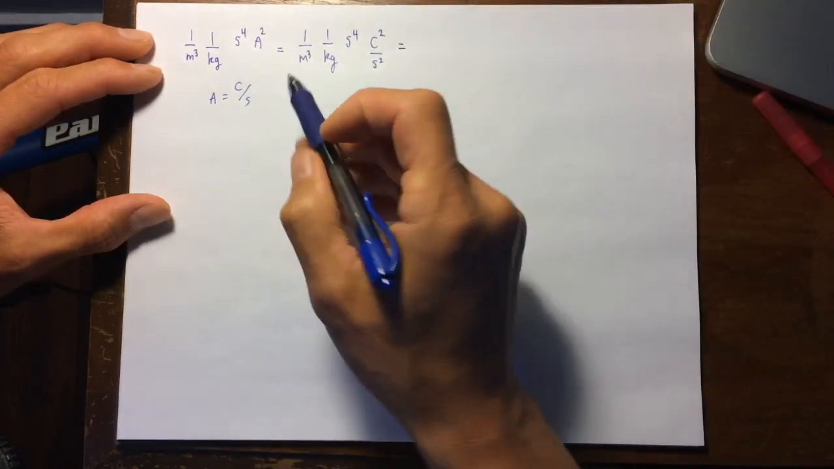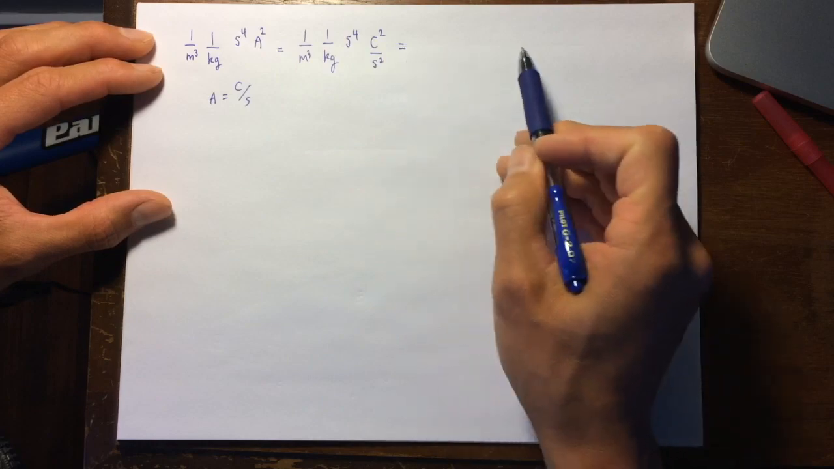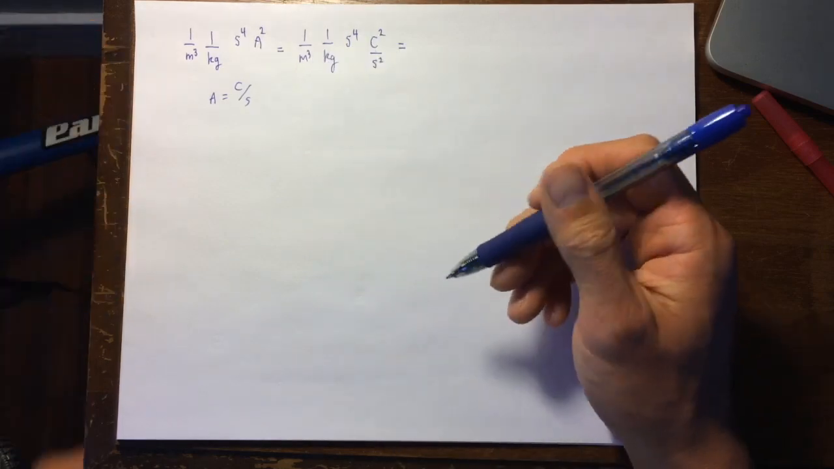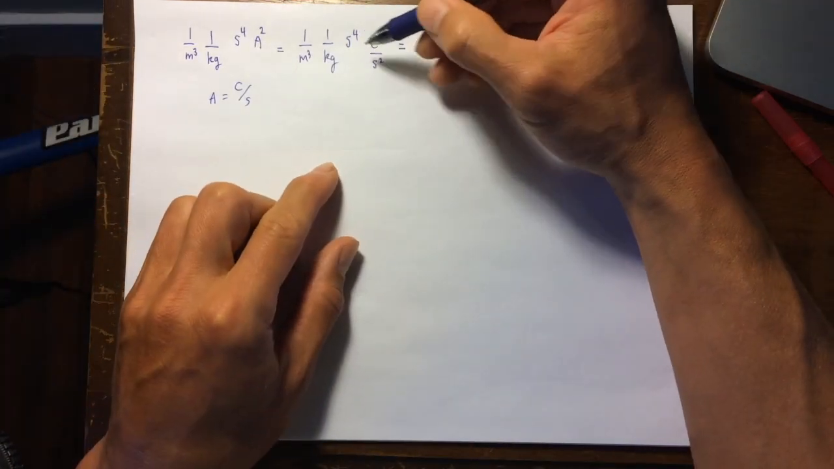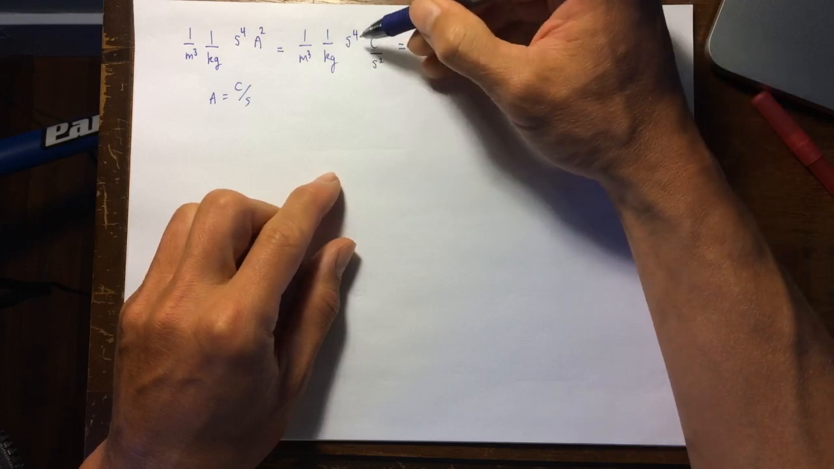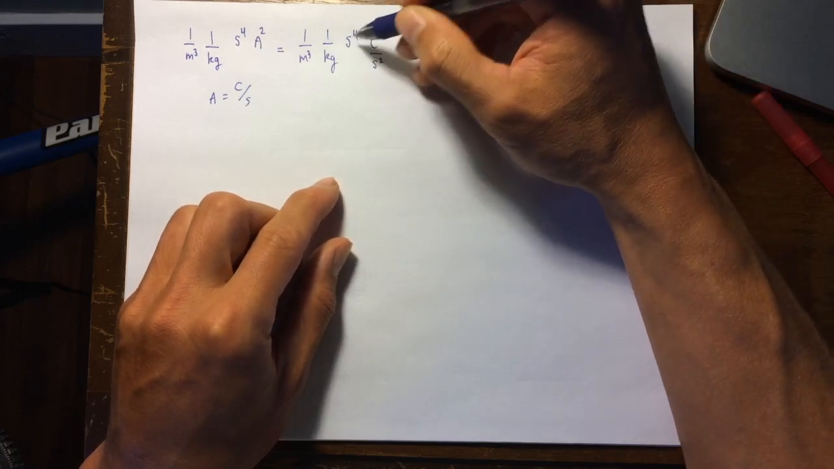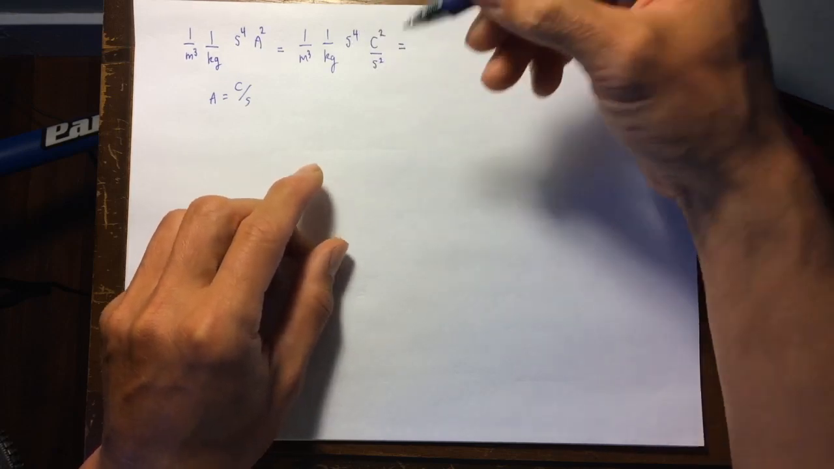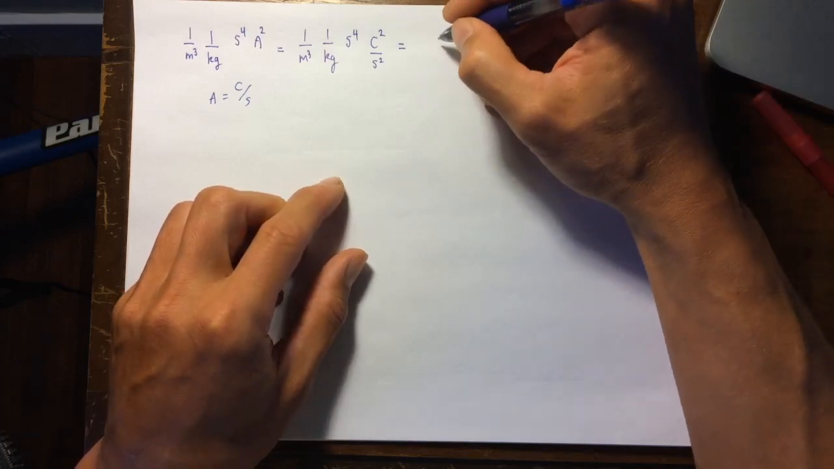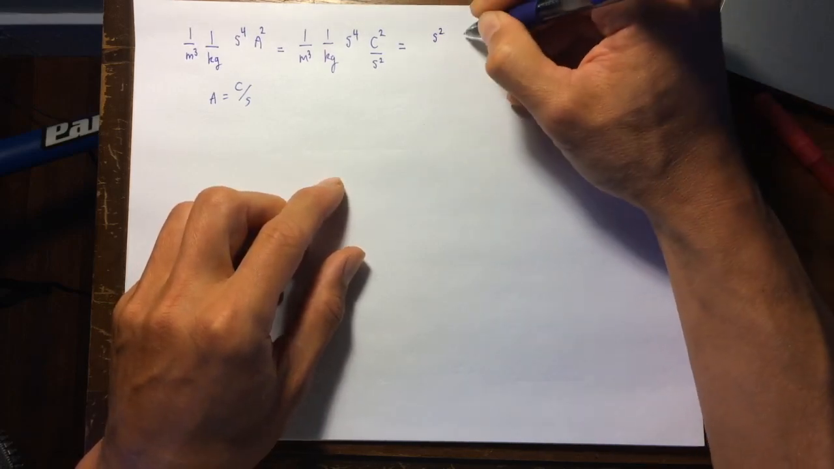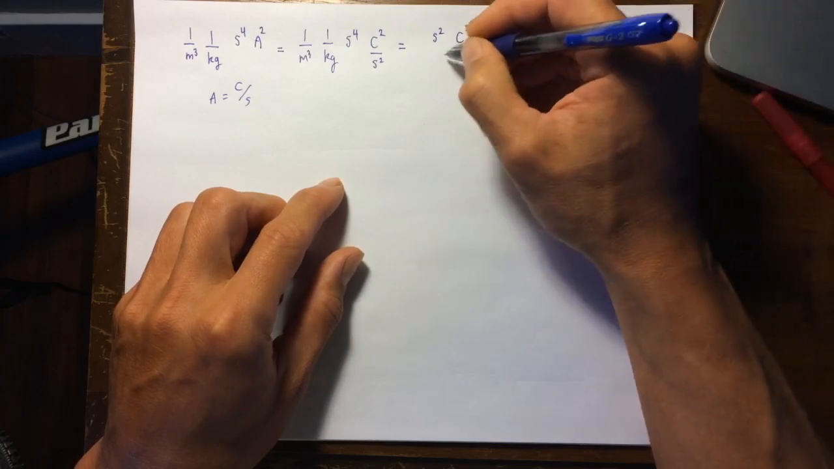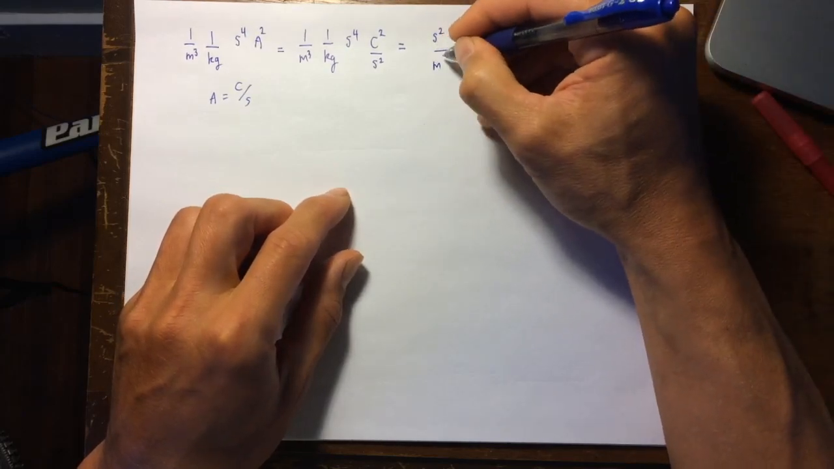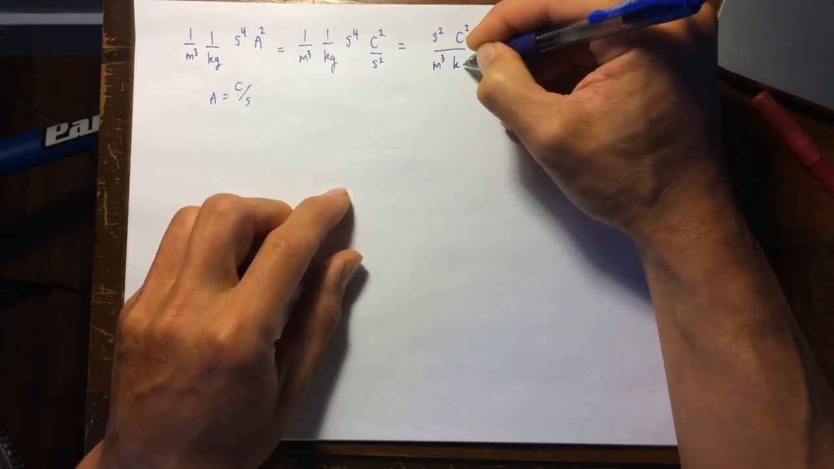And if you go through, you notice that I just have a string of equals, so I'm just going to mess around. I've got seconds to the fourth over seconds squared. I'm going to cancel 2 of the seconds against 2 of the 4 factors of the second above. So I'll be left with second squared, Coulomb squared, divided by meters cubed, kilograms.